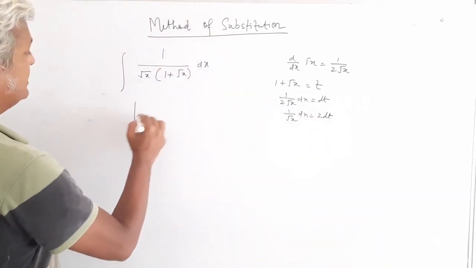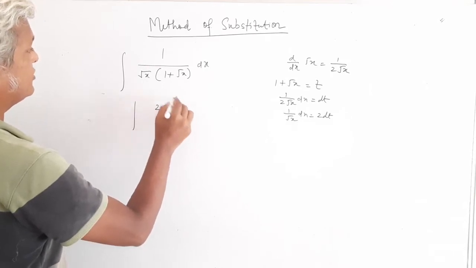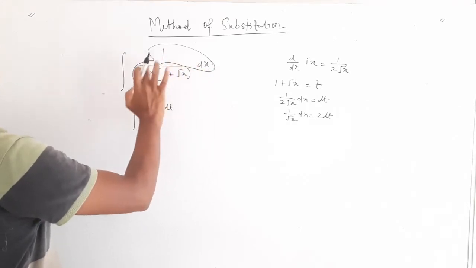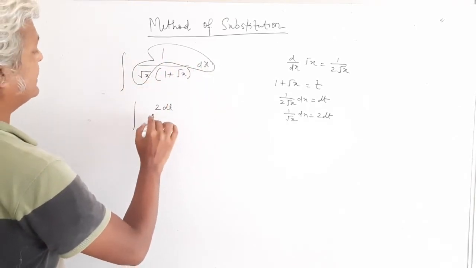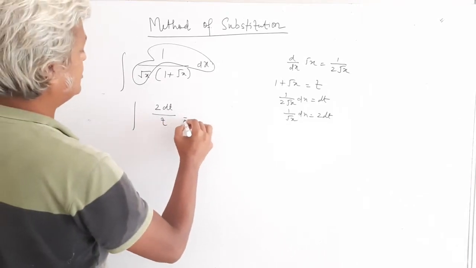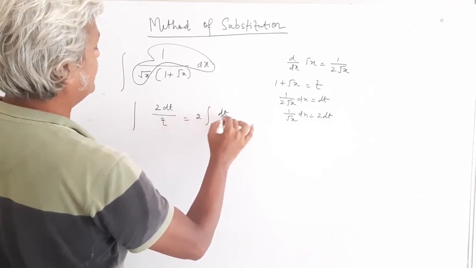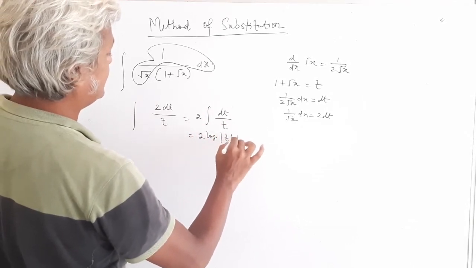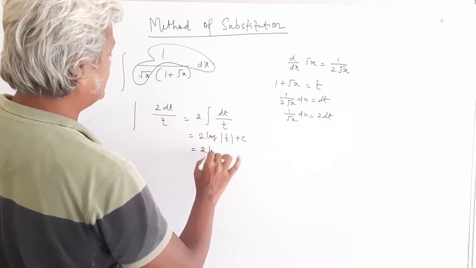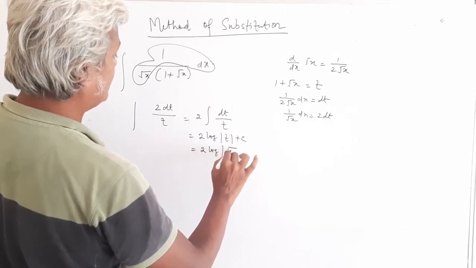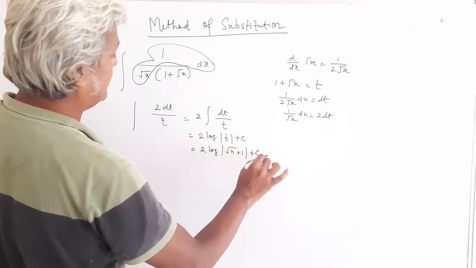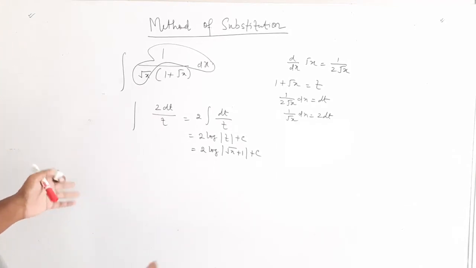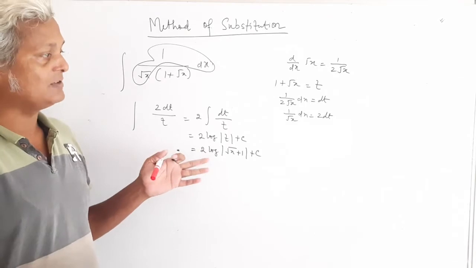Now this question can be written with 2 dt in place of 1 by root x dx, and down you have just t. So you can take it as 2 dt over t. This is 2 log mod t plus c, and this is 2 log mod of 1 plus root x plus c. So this is how this substitution can be achieved. And now I'll take another example to explain it in a better way.